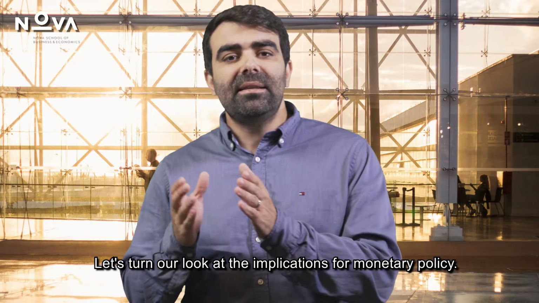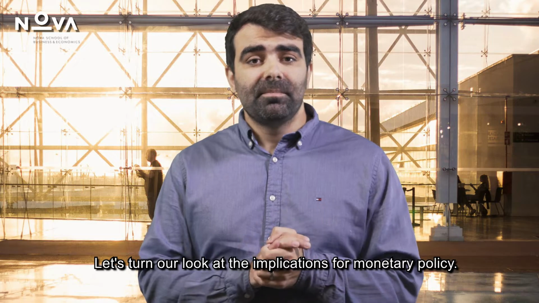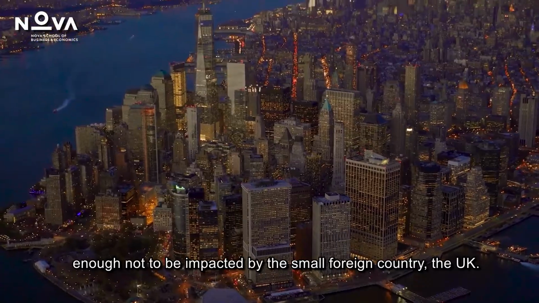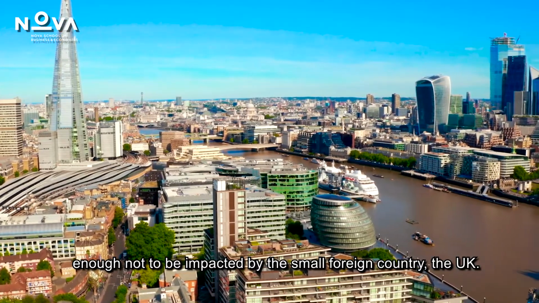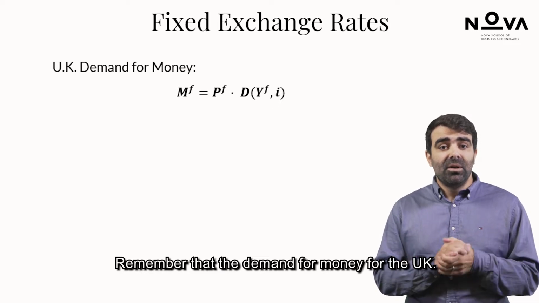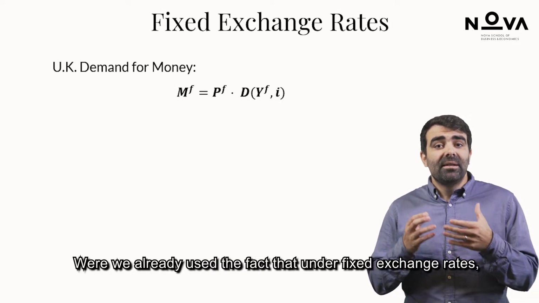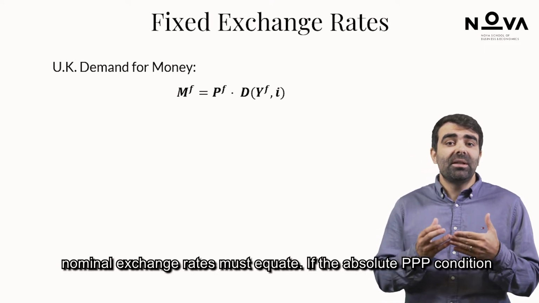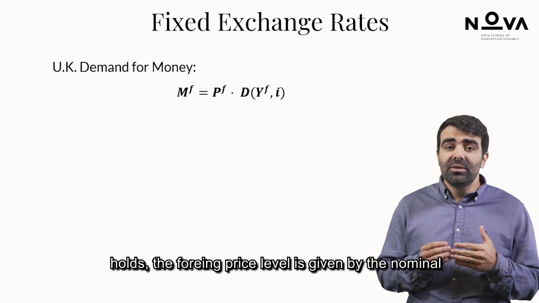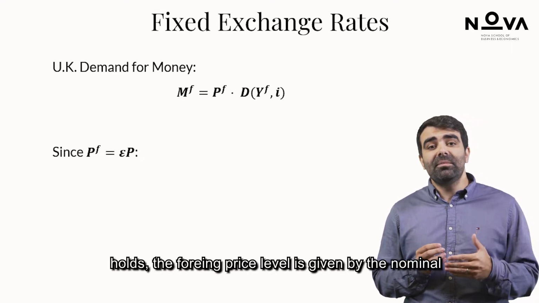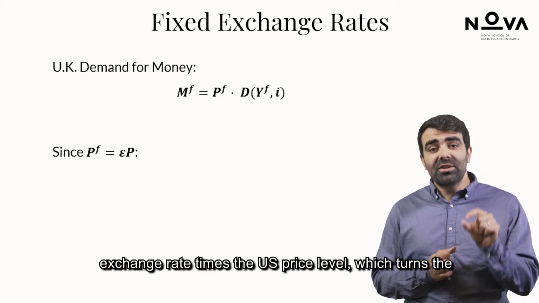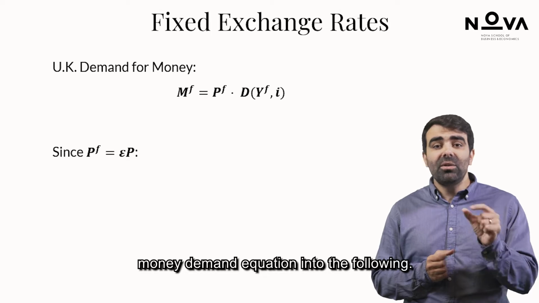Let's turn our look at the implications for monetary policy. Assume that the US is the home country and large enough not to be impacted by the small foreign country, the UK. Remember the demand for money for the UK, where we already used the fact that under fixed exchange rates, nominal exchange rates must equate. If the absolute PPP condition holds, the foreign price level is given by the nominal exchange rate times the US price level, which turns the money demand equation into the following.